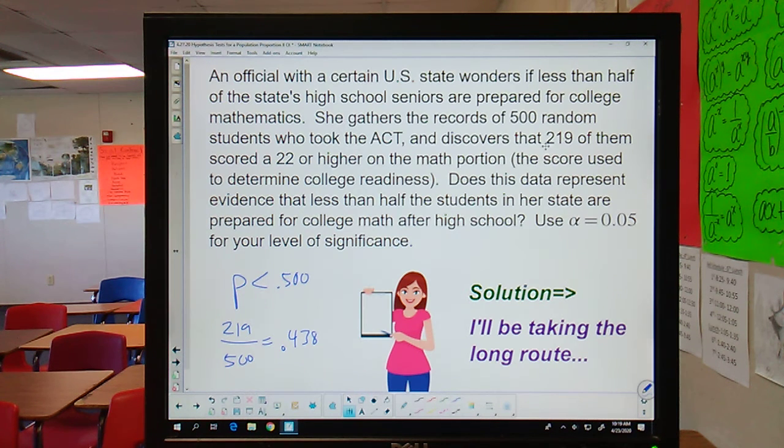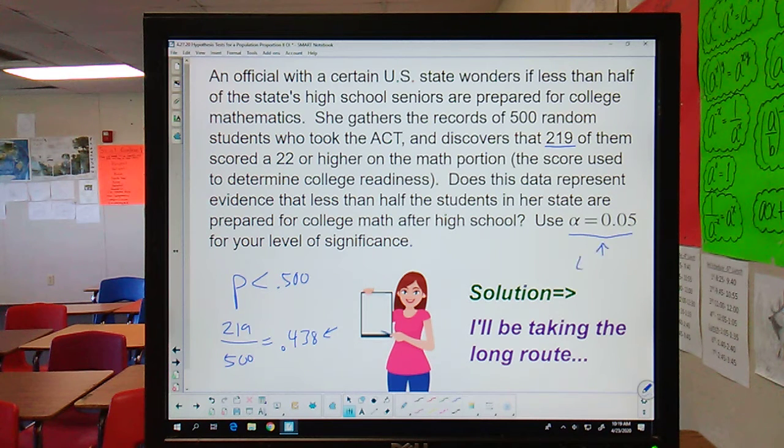Okay. Of the 219 scored a 22 or higher on the math portion of it. That's the score used to determine college readiness. So less than half of her sample is college ready. Does this data represent evidence that less than half of the students in her state are prepared for college math after high school? Use alpha equaling 0.05 for your level of significance.